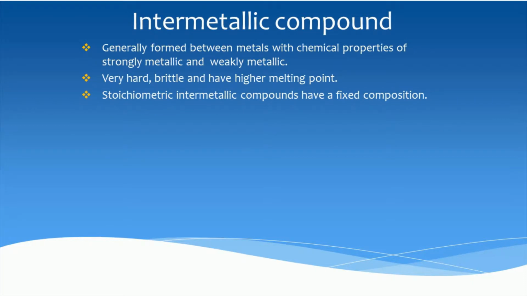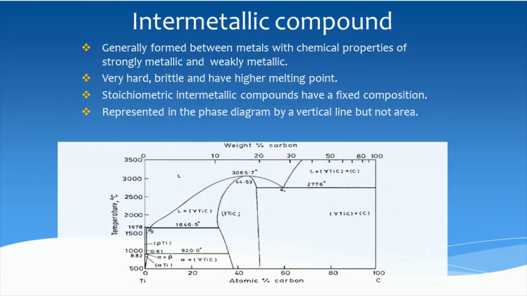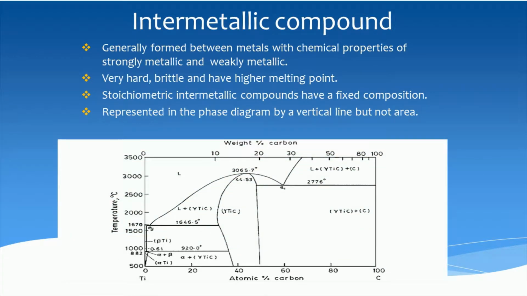Stoichiometric intermetallic compounds have a fixed composition. They are represented in the phase diagram by a vertical line, not an area, because their stoichiometry is exact. From the titanium carbide phase diagram, we observe that the intermetallic compound has 50% carbon.